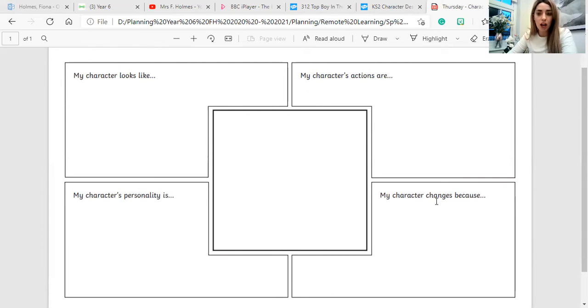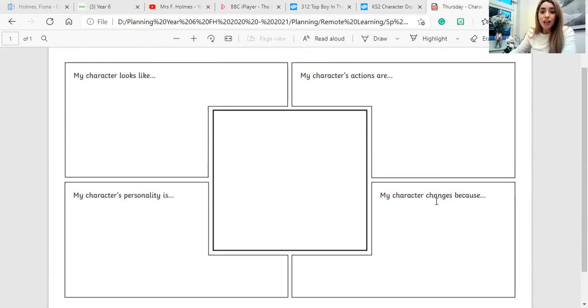Then towards the end of the chapter, he starts to open up a little bit more to Bruno. So what does he open up and say? How do we know? How does his character change? What things does he do to help Bruno?